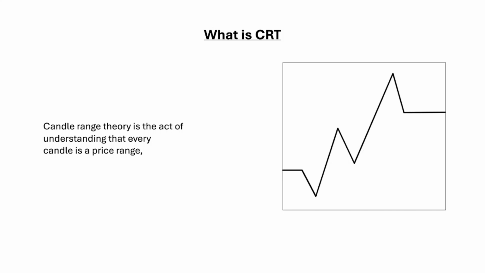The candle range theory is the act of understanding that every candle is a price range, where there is an open price, low, high, and the closing price in every candle. If you can look at the previous candle and see specific patterns in those previous candles, you can anticipate the next candle. So that is a simple definition of CRT. But you can check on the YouTube channel to see a full video where I did on CRT.